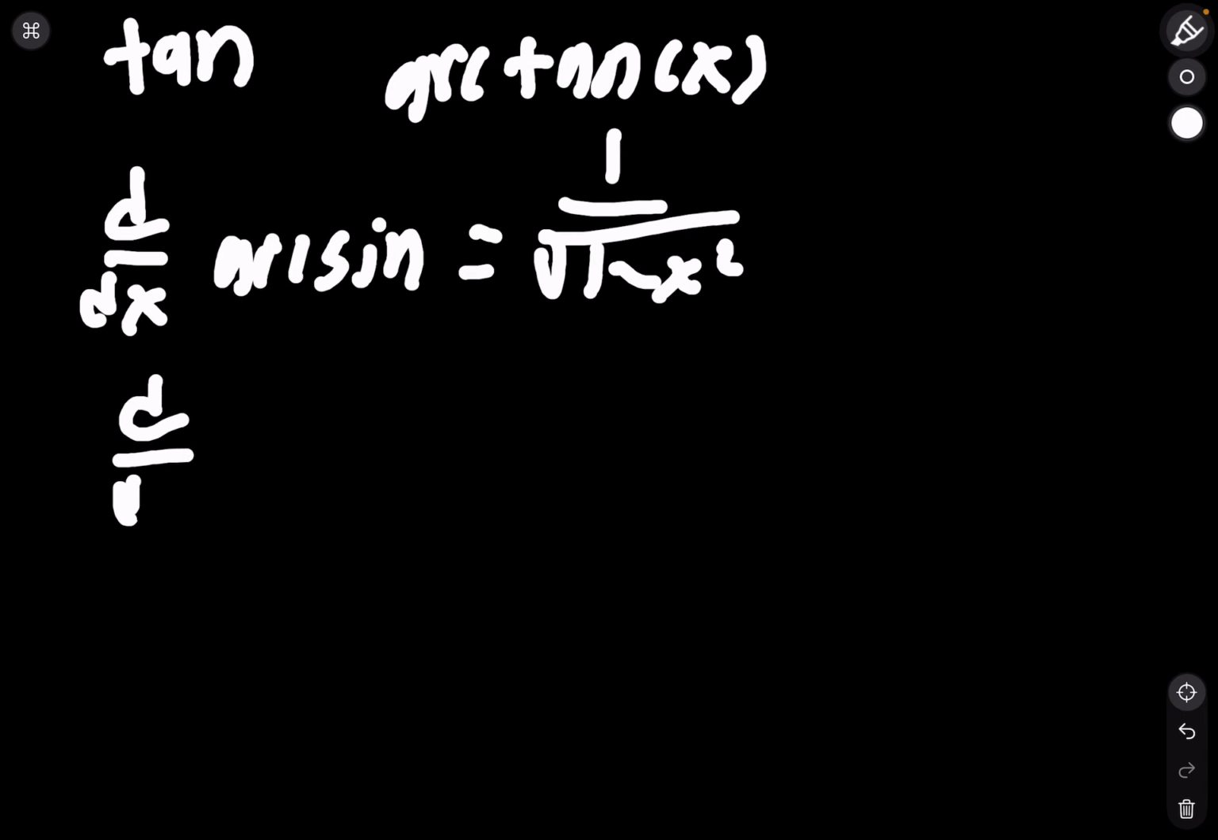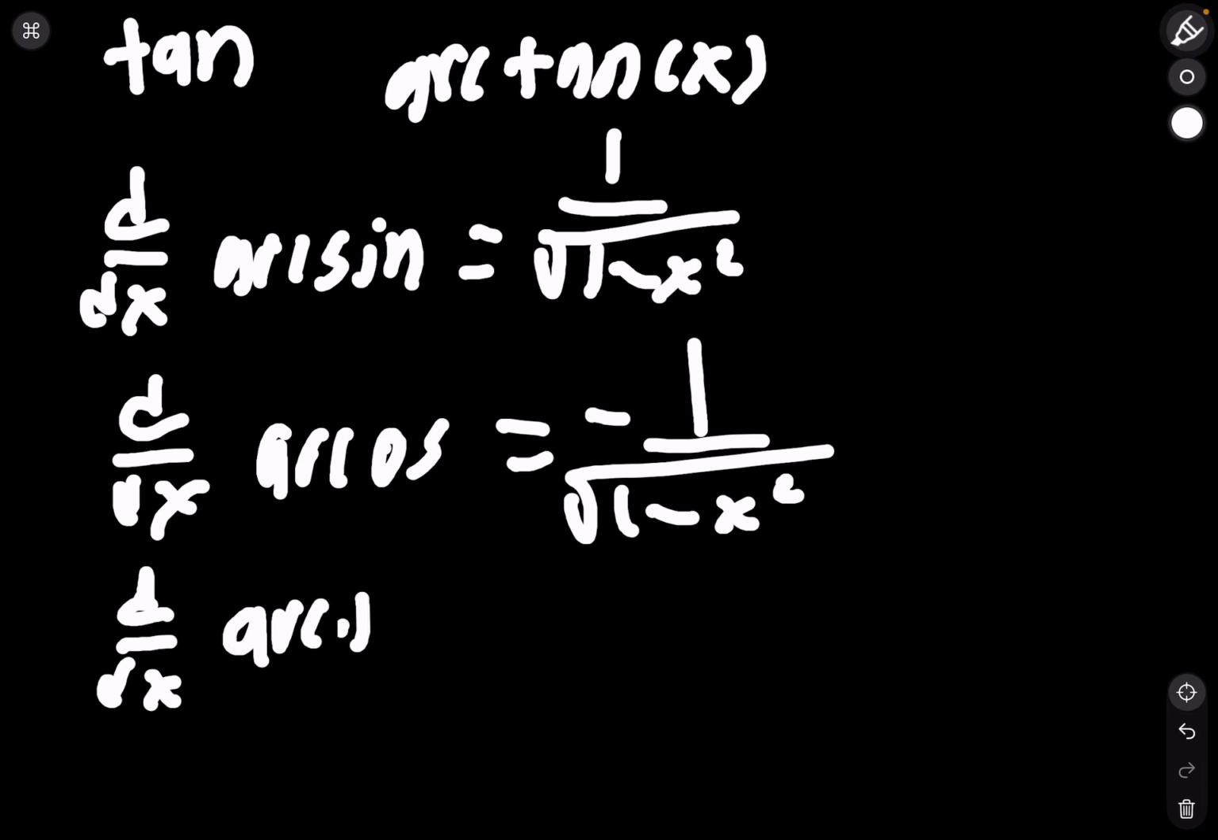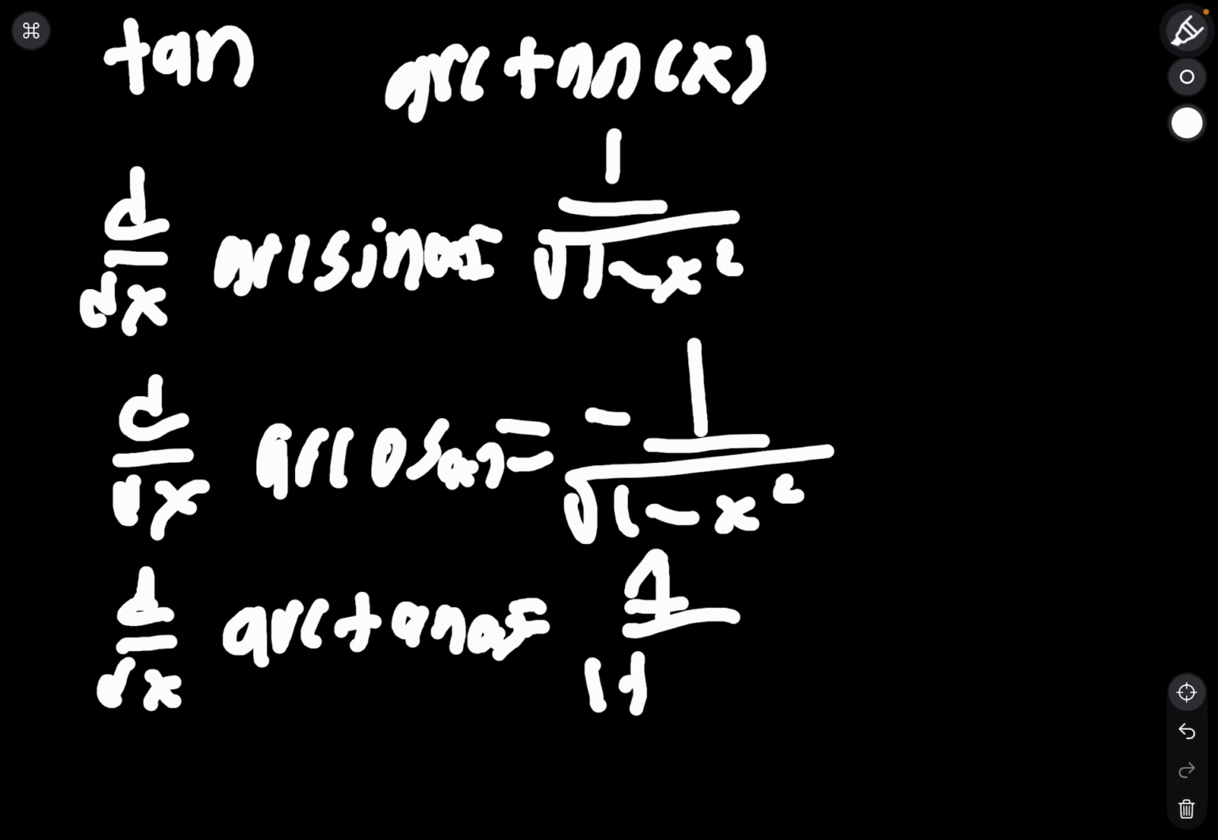For arc cosine, it's basically the same thing. I'm missing a c there. Don't roast me. It's just basically the same, just negative 1 over the square root of 1 minus x squared. And for arctangent, it's basically the same thing too. This is assuming they all have x. So it's just equal to 1 over 1 plus x squared.